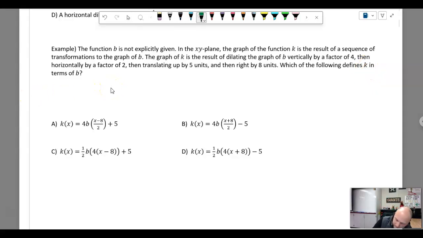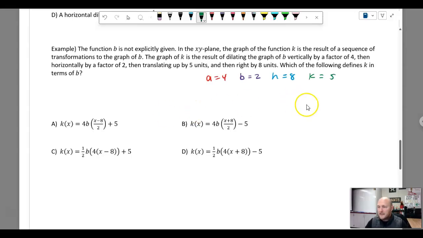Very important. First of all, let's identify what they give us. They say vertical dilation by 4, so a equals 4. Horizontal dilation by a factor of 2, so my b value is 2. The h value, translating right 8. And then k is going to be up 5.